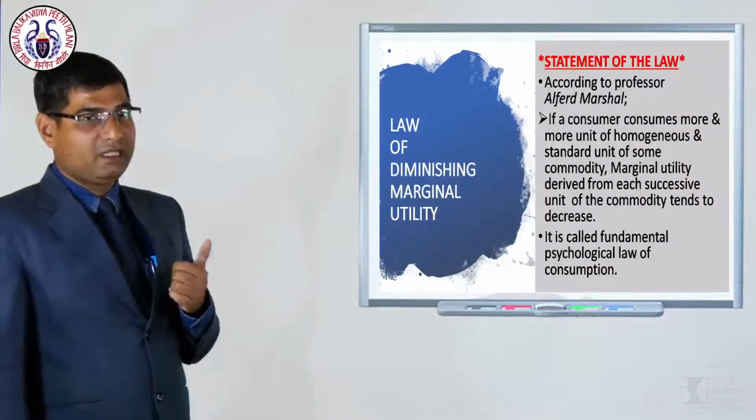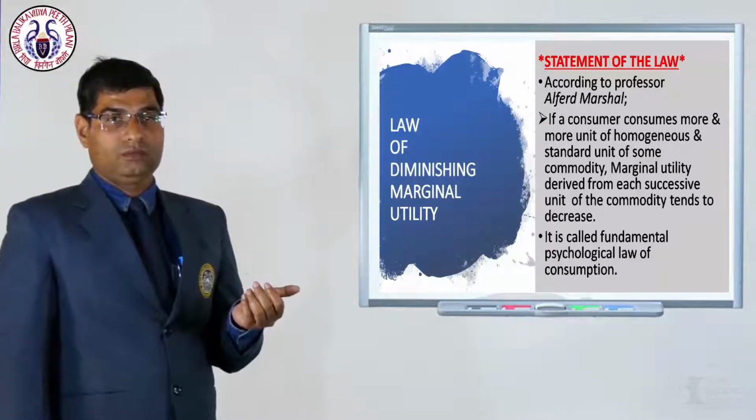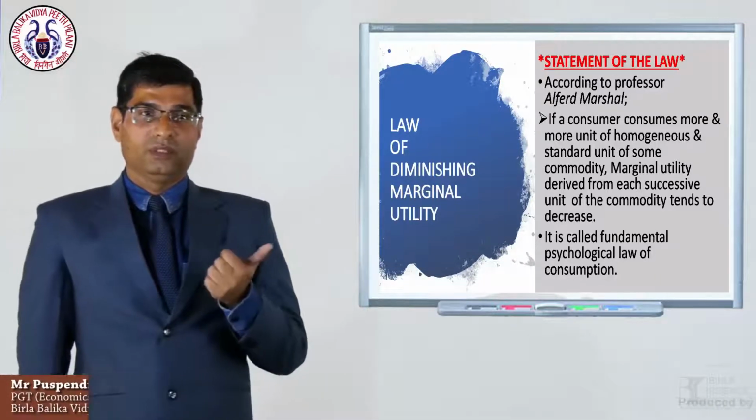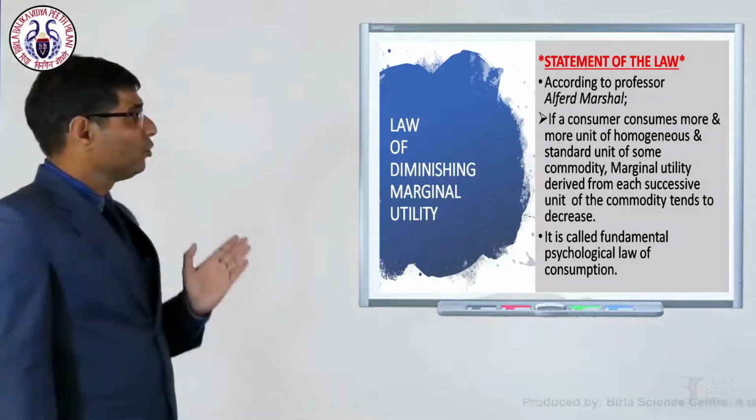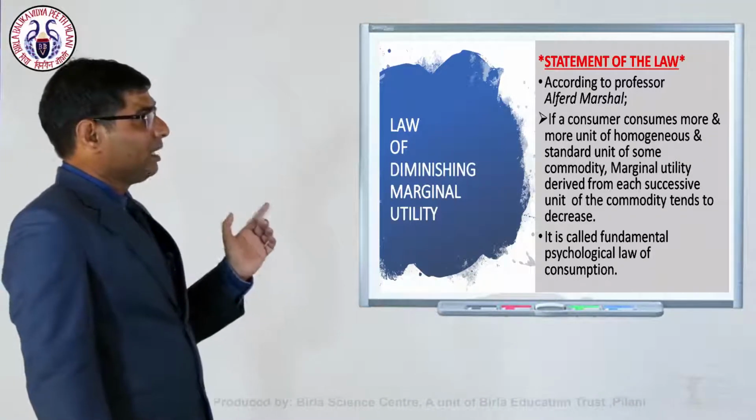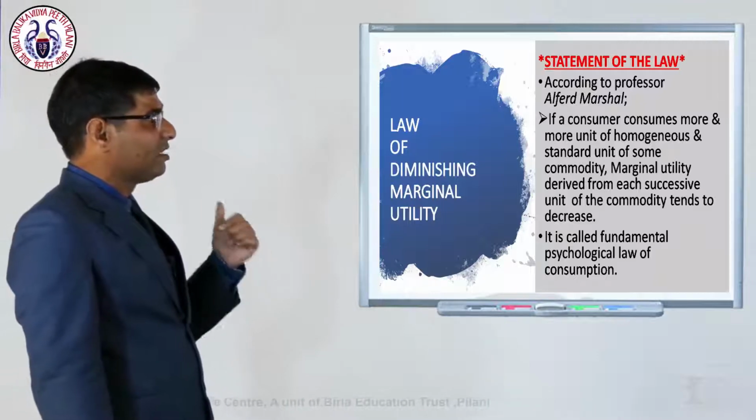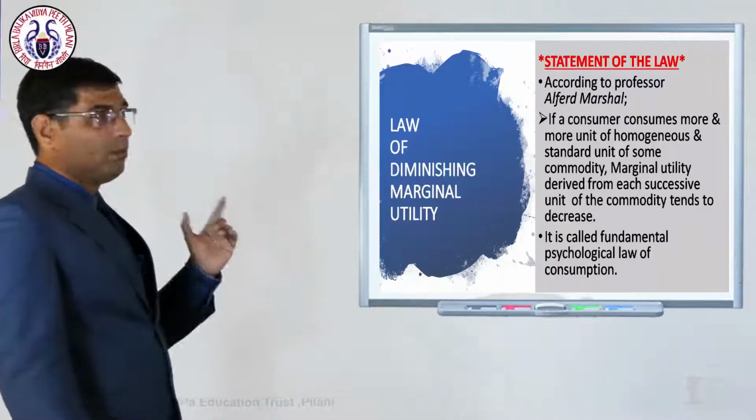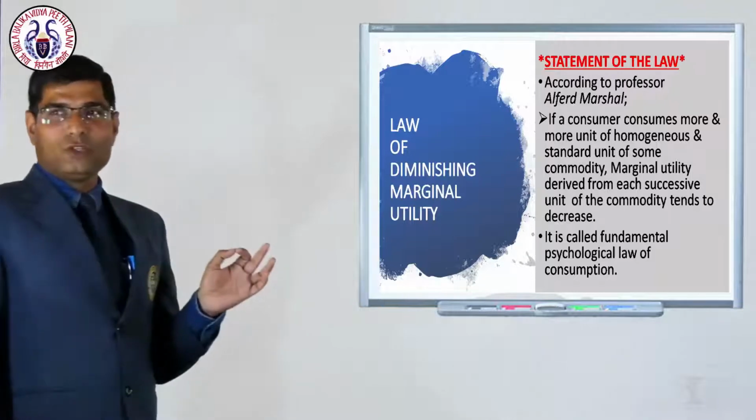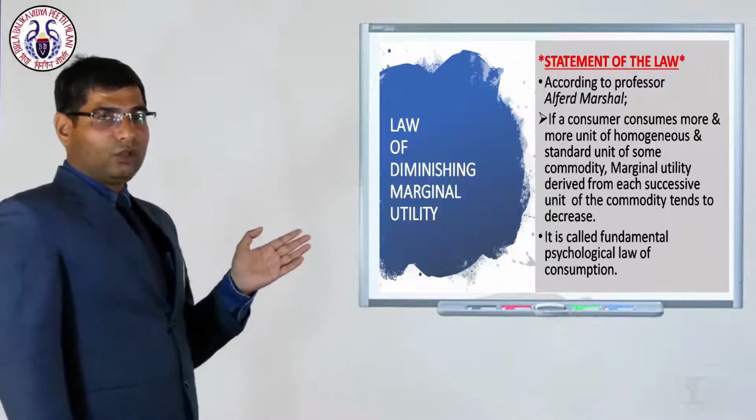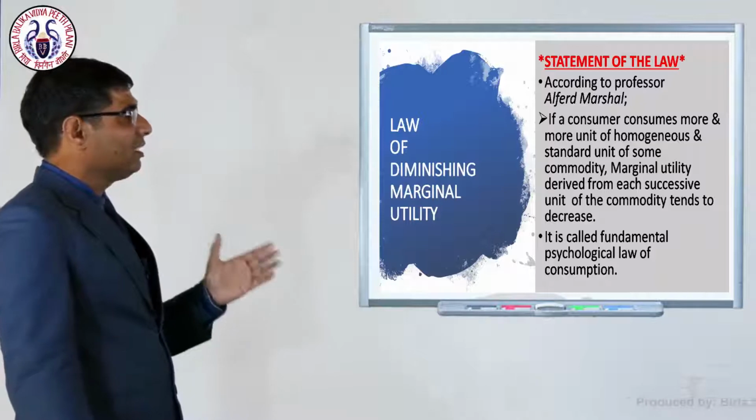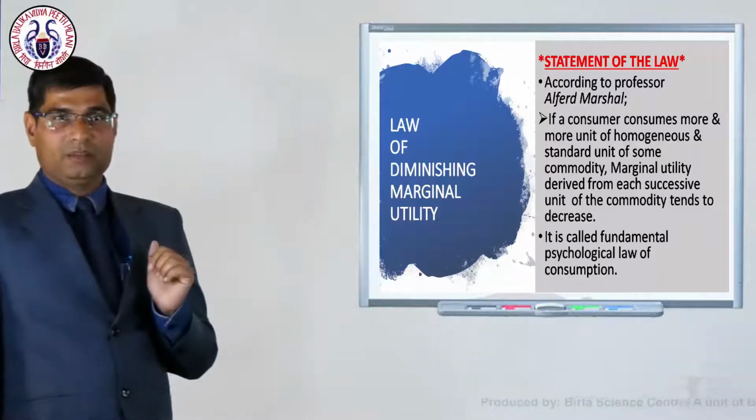Now, law of diminishing marginal utility. So who gave this law? According to Professor Alfred Marshall, he is the propounder of the law of diminishing marginal utility. If a consumer consumes more and more units of a homogeneous and standard unit of a commodity, then marginal utility from each successive unit tends to decrease.